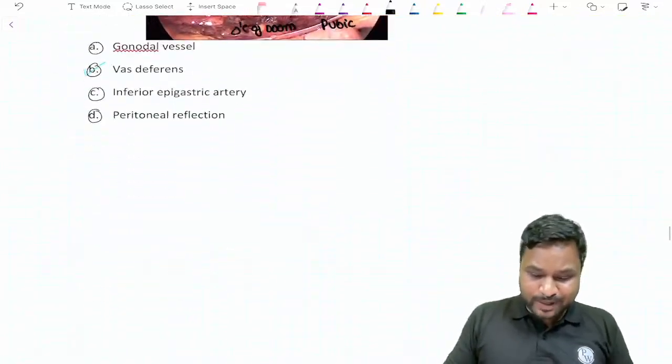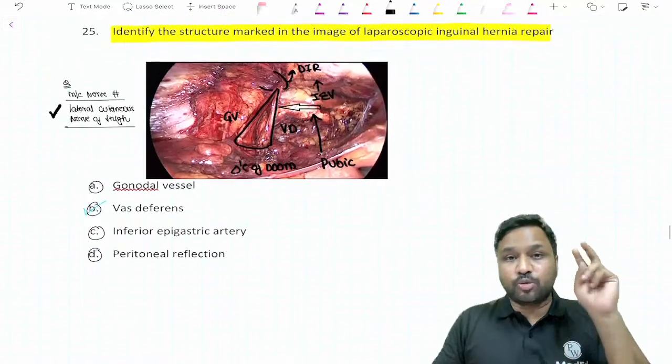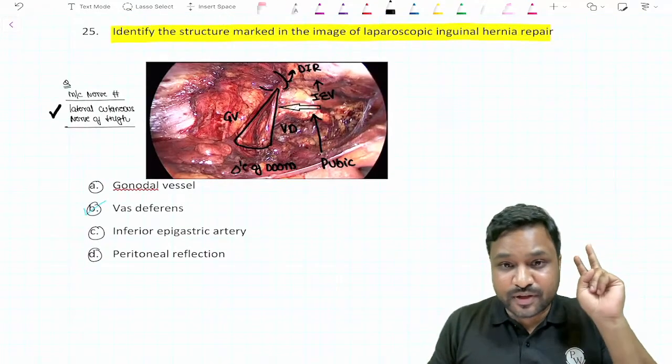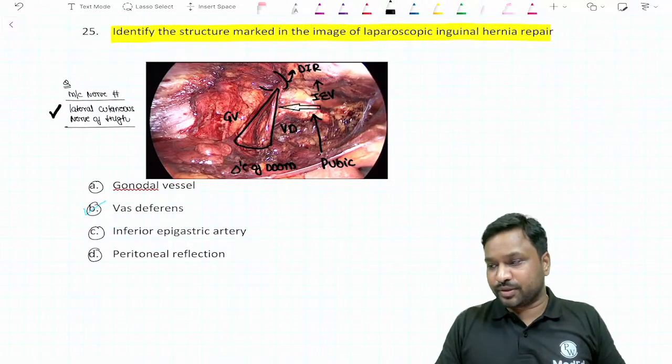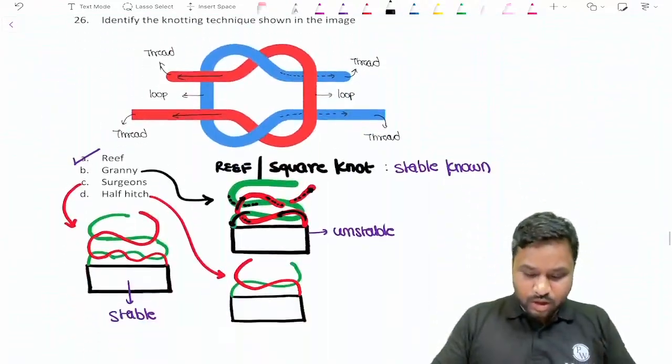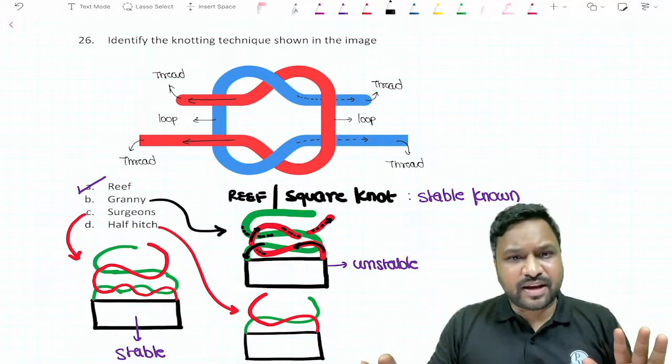So this is with respect to the hernias. Two more things in hernias. Remember, the hernia classification is important, especially the European classification and the NEHAS classification. Okay. Chalo. Sutures and knotting, again a very, very important topic.